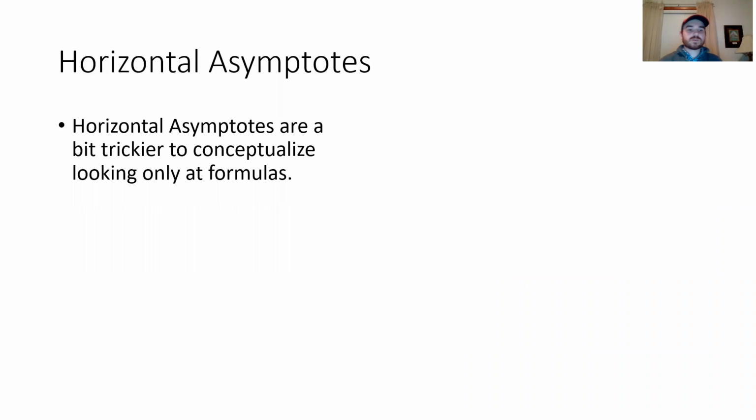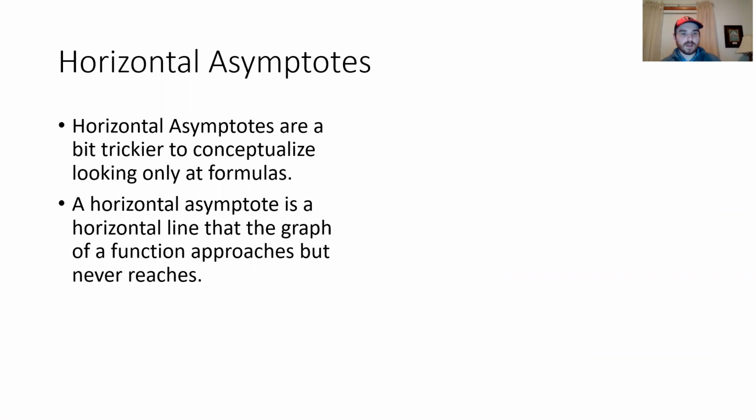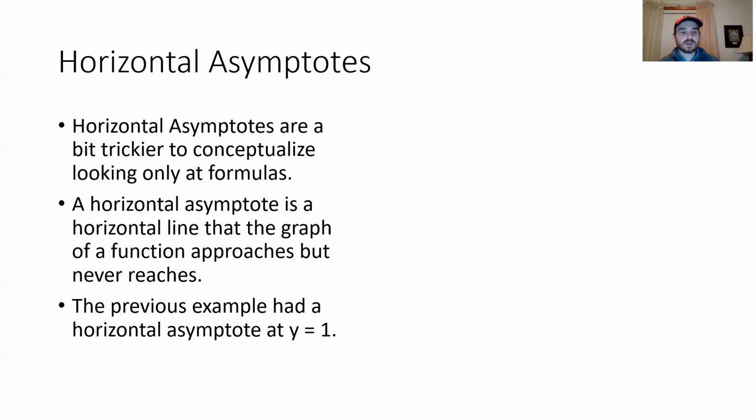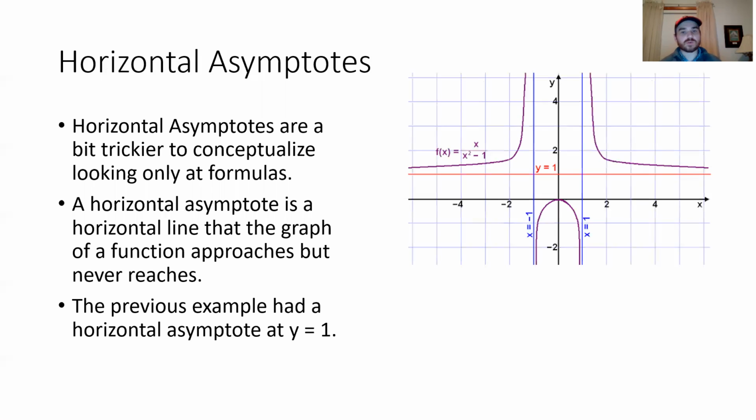Now, horizontal asymptotes are a bit trickier to conceptualize. Like I said, a horizontal asymptote is a horizontal line that the graph of a function approaches but never reaches. The previous example showed us y equals 1. This function is graphed horribly. It doesn't really matter. Ignore this. Look at the actual graph. You can see that there's this y equals 1 line going right here, that these two lines never reach. This is not a horizontal asymptote because this parabola is actually hitting 0. The point is, there's a horizontal asymptote right here at y equals 1.